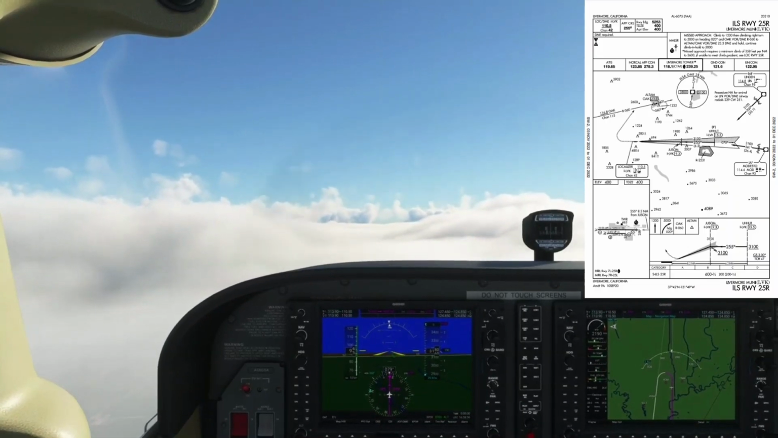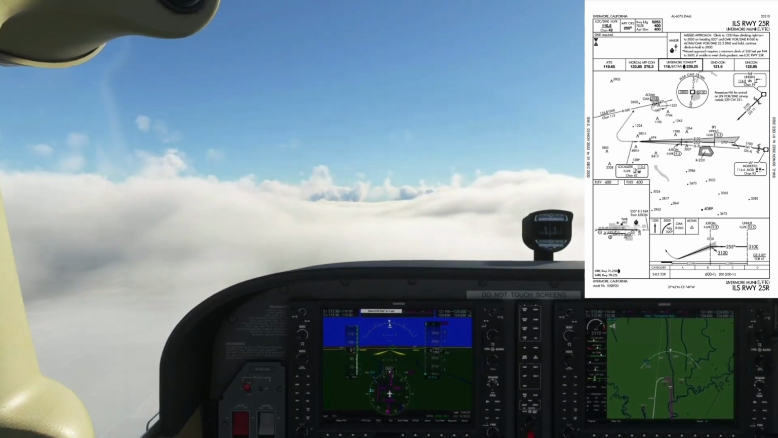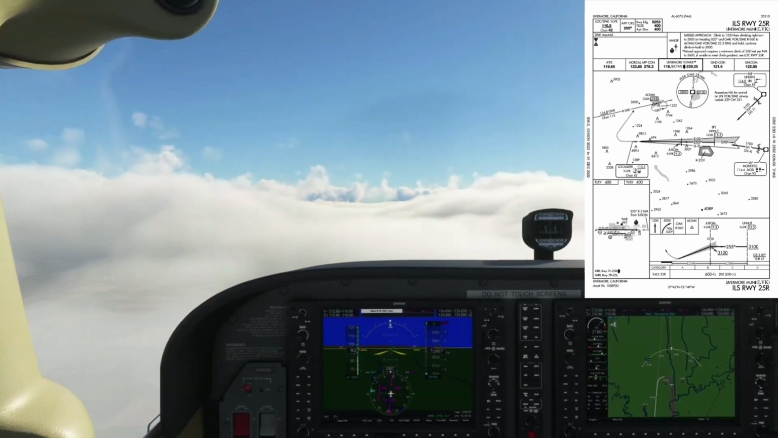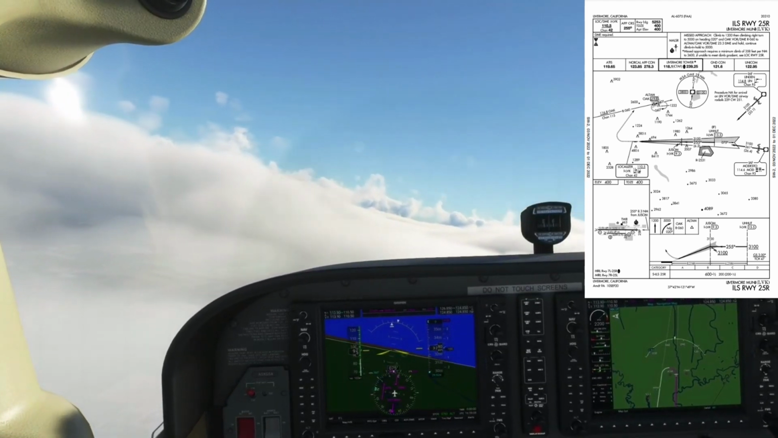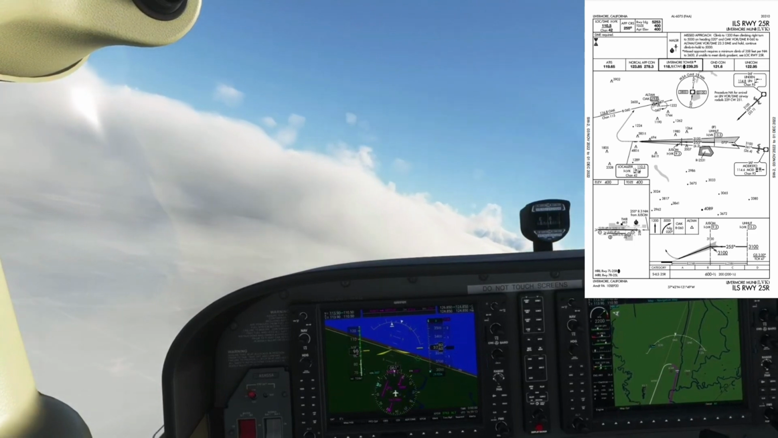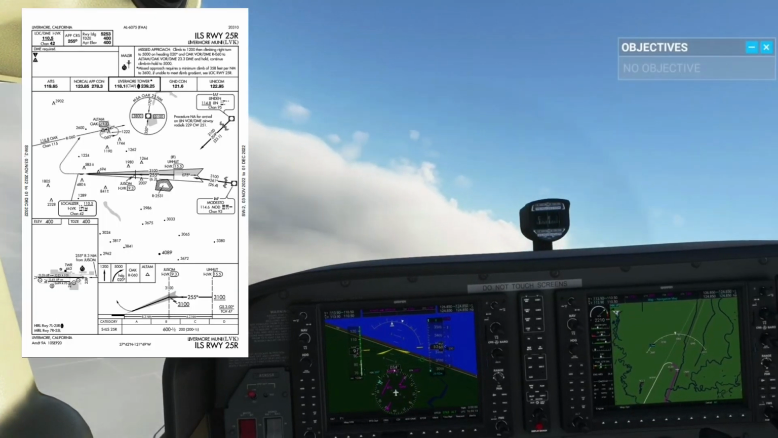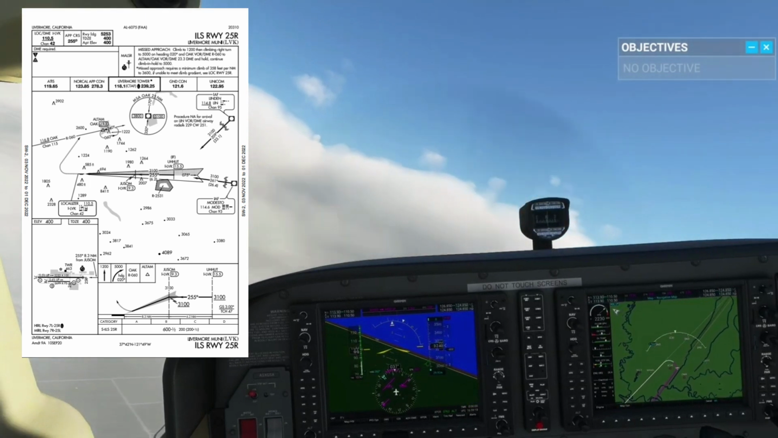This is the approach plate for the ILS approach to runway 25 right at Livermore Municipal. See our previous video on how to read an instrument approach chart or see the Aeronautical Chart User's Guide at FAA.gov for more information on how to read an instrument approach chart. We have programmed this ILS approach and flight plan into the G1000.